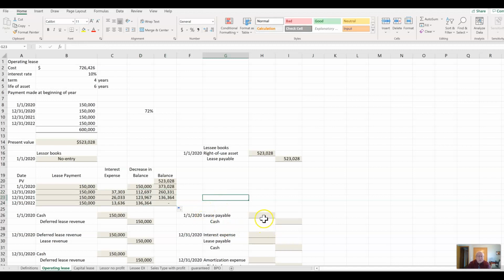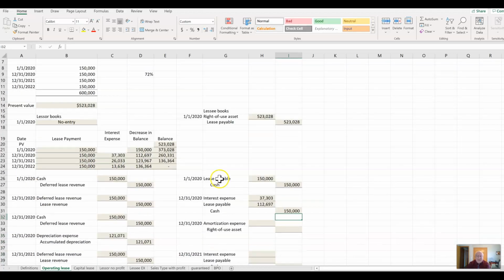Okay, so for this first one, the lease payable will be 150,000, and your cash payment will be 150,000. And then on December 31st, we won't need any interest there because that's the first payment. The lease interest expense is the 37,303. Lease payable is 112,697, and the cash is 150,000.